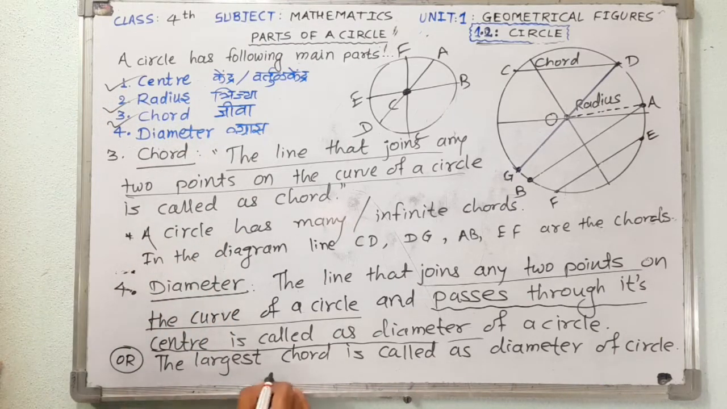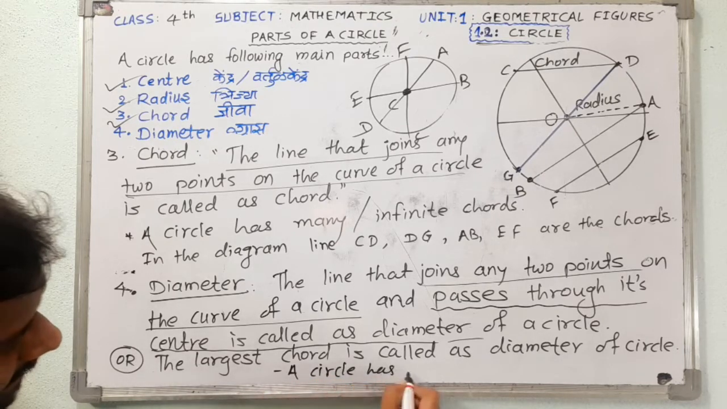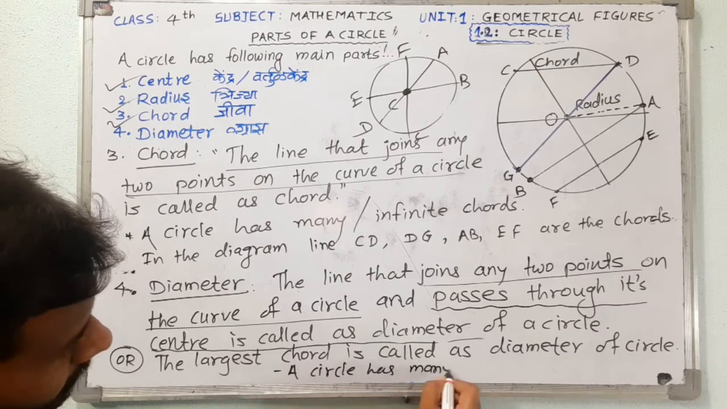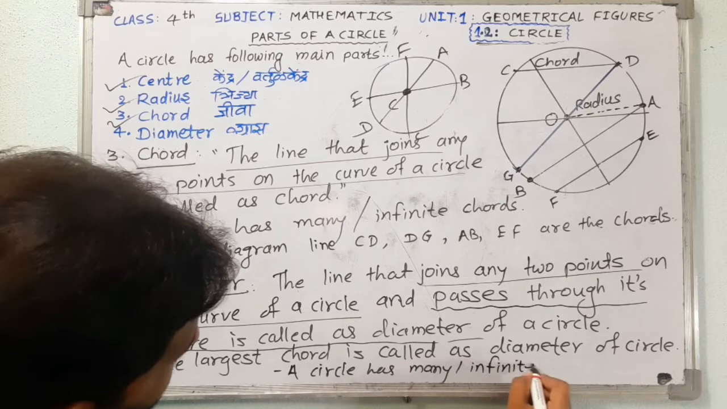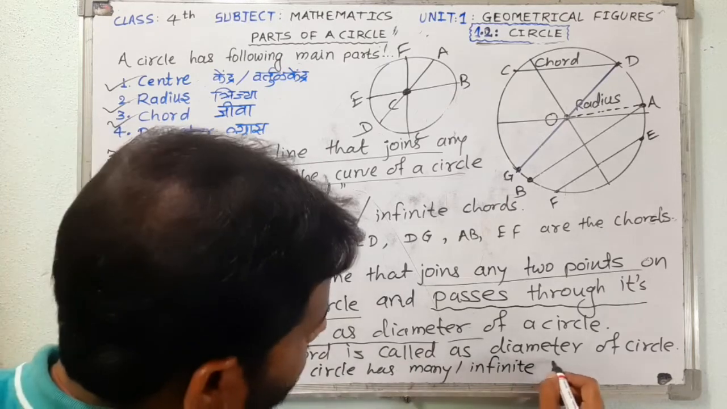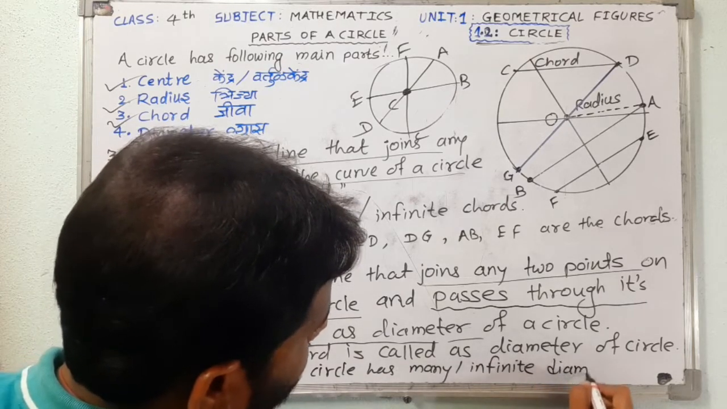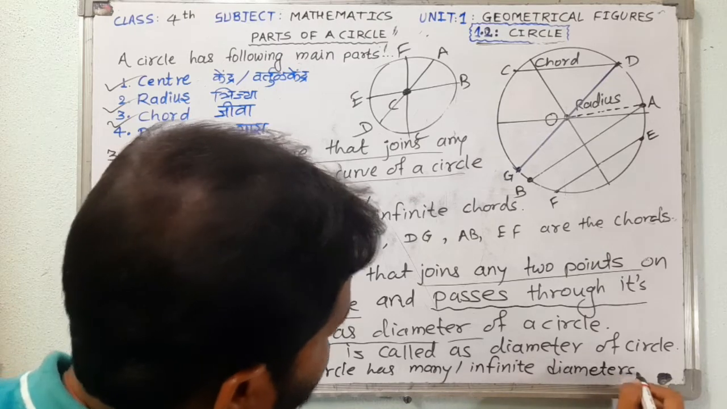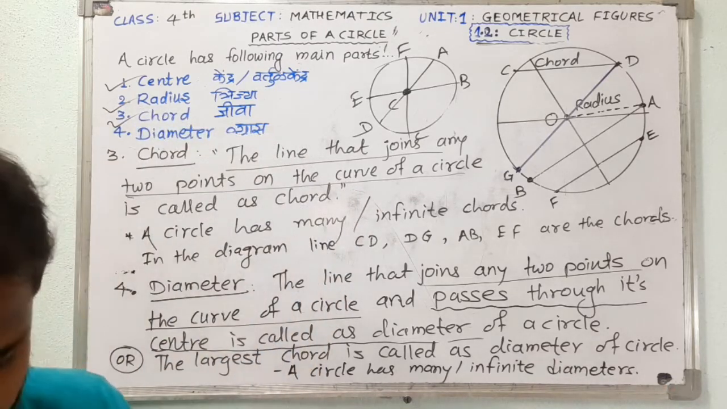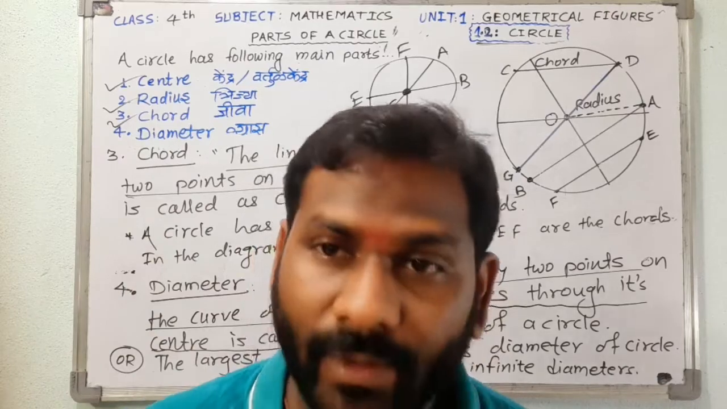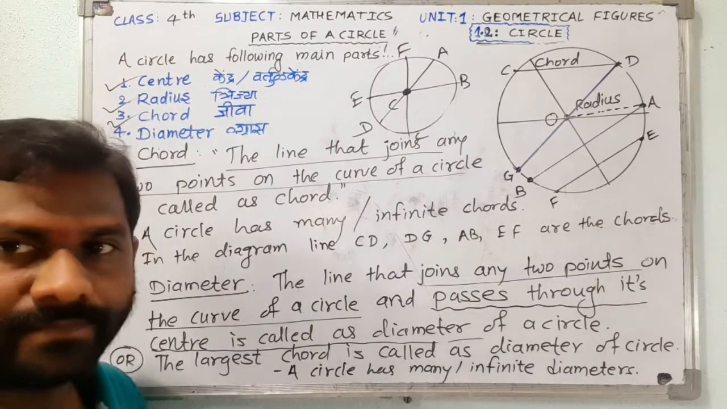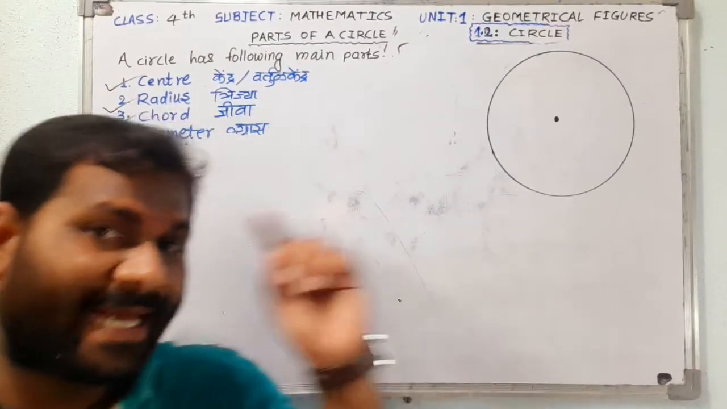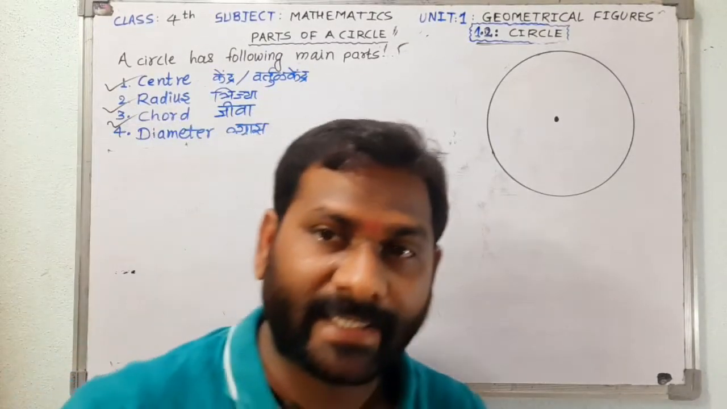What is it? A circle has many, or infinite, diameters. Okay. The last thing that I am going to ask you, and that is what?